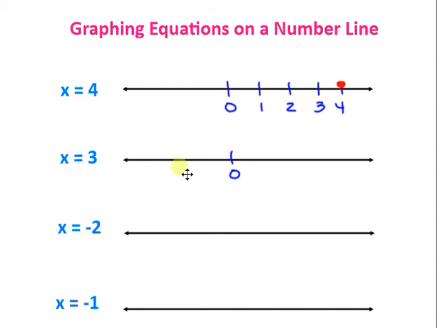Okay? We're going to do the same thing for the others. So now we're finding x equals 3, 1, 2, 3. We're going to put a point on it. And now we're going to find x equals negative 2. So now we're going to go to the left, negative 1, negative 2, and then x equals negative 1.